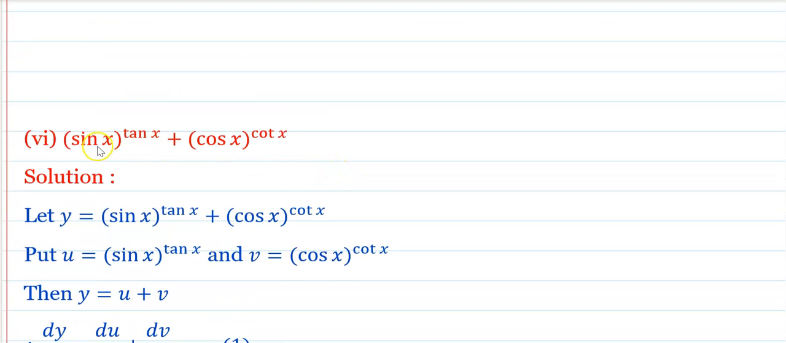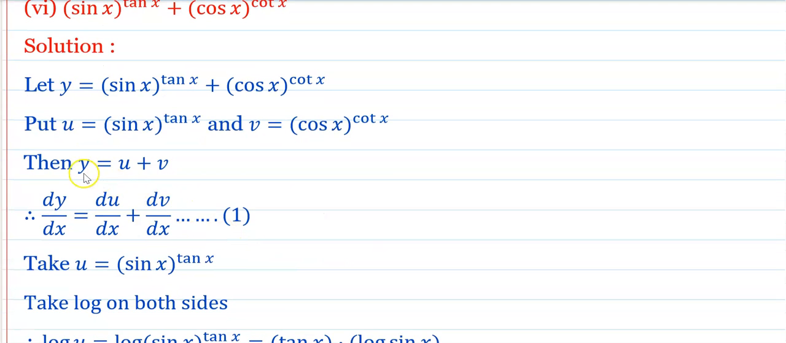Okay, next, y is sin of x raised to tan x plus cos of x raised to cot x. Let y is equal to sin of x raised to tan x plus cos of x raised to cot x. मग इथे u काय असणार आहे? sin of x raised to tan x आणि v काय? cos of x raised to cot x. Therefore y is equal to u plus v. Differentiate with respect to x. dy by dx is equal to du by dx plus dv by dx.